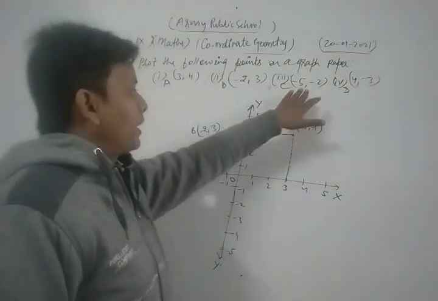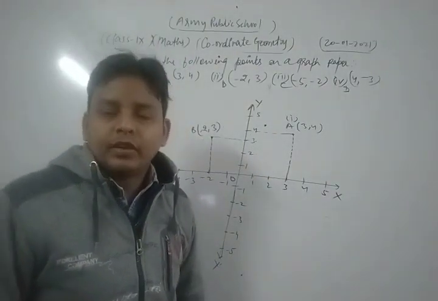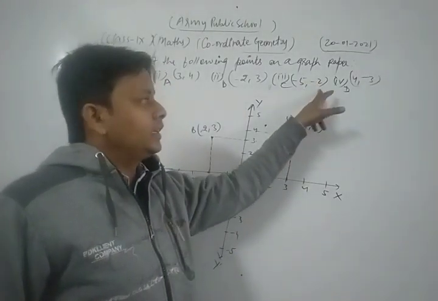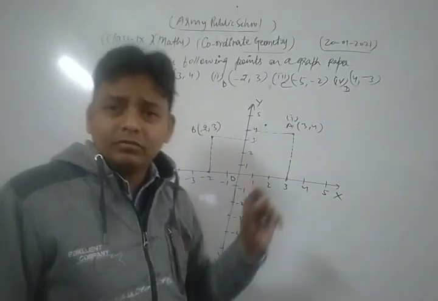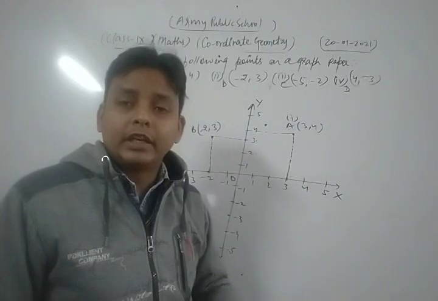Which is what? Minus 5 and minus 2. Let's see. Means minus 5 and minus 2. Minus 5 is abscissa and minus 2 is what? Ordinate. And you know that abscissa and ordinate both are negative in the third quadrant.